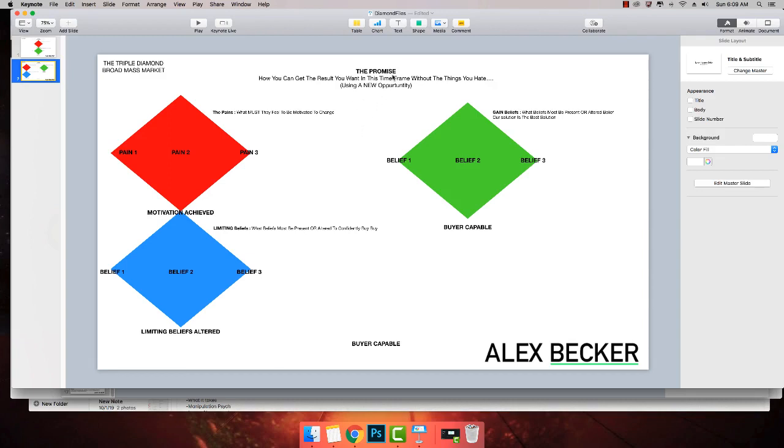And I also want to say right here, if we state a promise like, how you can sort of get this result with hard work and a lot of things you hate, using an opportunity that's been around for a while, that's what so many people do in their headlines. That's their exact headline. Like how to use Facebook ads and discipline ad buying to scale your business. What a terrible headline. There's nothing new. There's nothing to hook them.